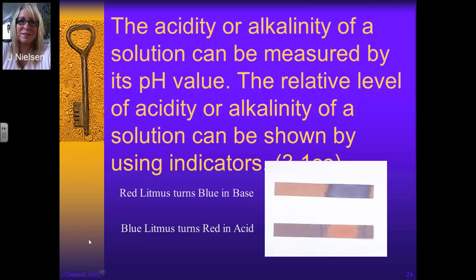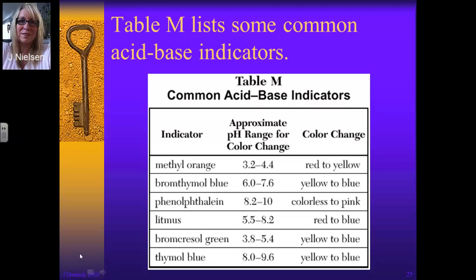The acidity or alkalinity of a solution can be measured by its pH value. The relative level of a solution can be shown by using indicators. Red litmus turns blue in a base, and blue litmus turns red in acid. You can also look at Table M. Remember that the left number gives you the one extreme, the right number gives you the other extreme, and in the middle it's a blend of colors.